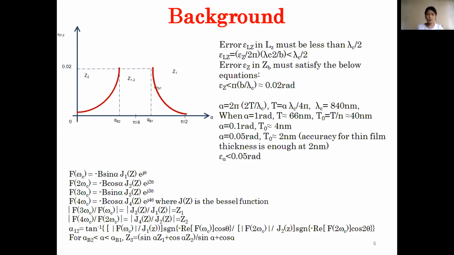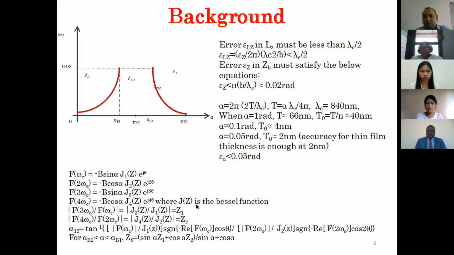So we use the frequency components. We can get Z1, Z2, Z3 from the frequency components ratio, and alpha is the inverse tangent of the frequency components ratio. By using Z1, Z2, alpha, and Z3, we can get this theoretical graph of error alpha, error Z, and alpha gap.